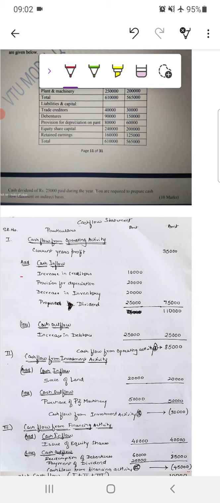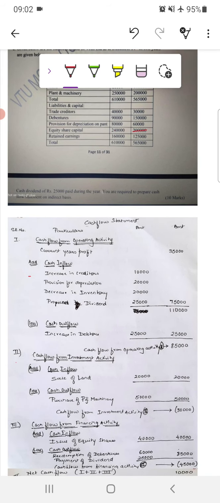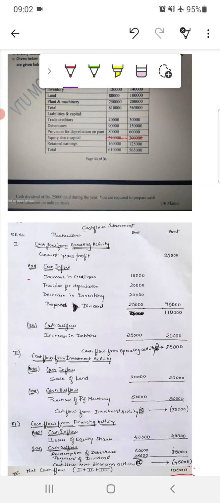Next is equity share capital. Equity share capital is a fixed liability. That means it comes under financing activity. So under financing activity, first we have to see whether it has increased or decreased. So if you see, your share capital was 2 lakh in the previous year. Now your share capital is 2,40,000. That means your share capital has increased. And when the liability or share capital increases, it is an inflow. Okay, so share capital belongs to financing activity and it is an inflow. So under financing activity, cash inflow, issue of equity shares 40,000. It has to be added.